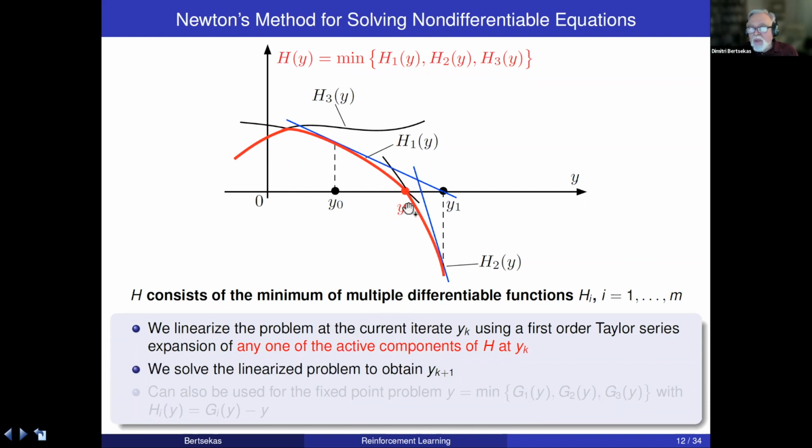Once we choose a component that is active at the current iterate, we solve the linearized problem involving just that component, and we obtain yk plus 1. So we are here, we linearize the corresponding active component and obtain y1. Then we linearize a different component, whichever is active. And if we had a corner, if we are over here, we could choose any one of the two components, any one of the components that are active. And it's not difficult to see in this simplified picture that the method works fine.